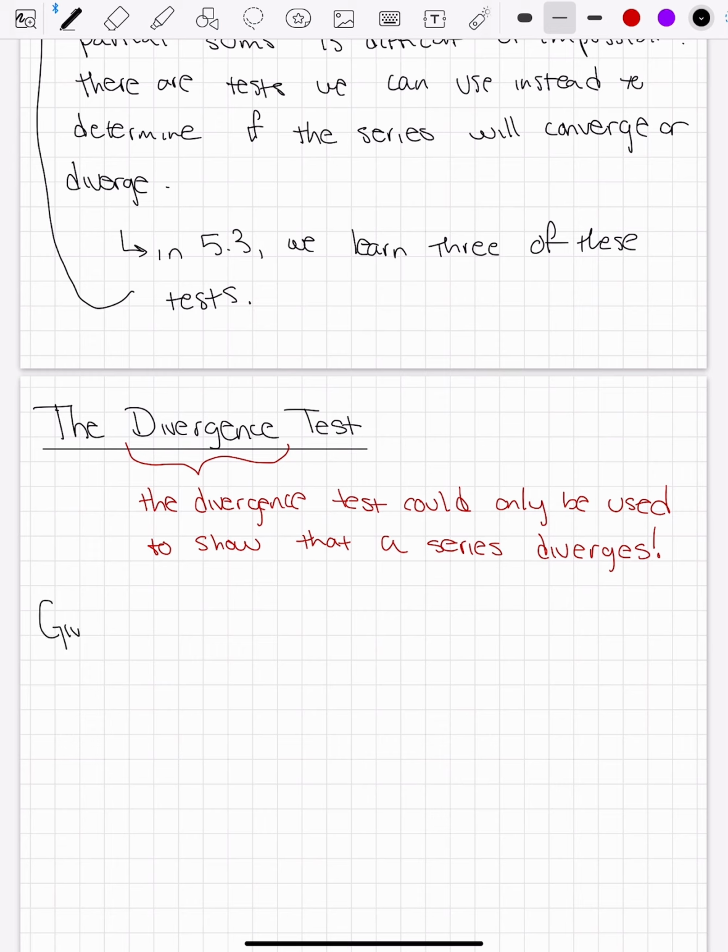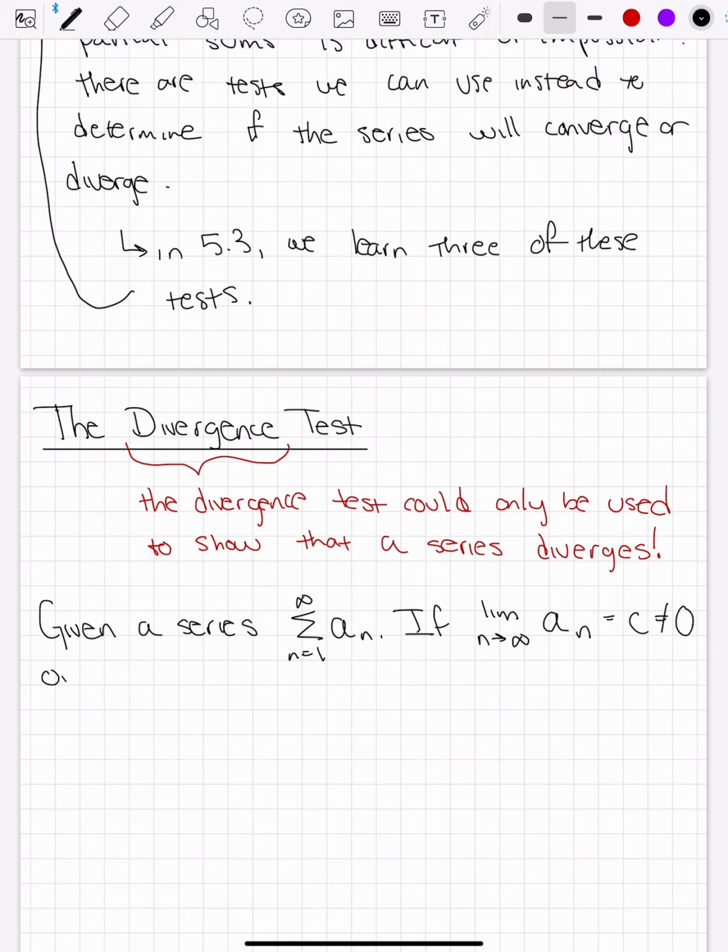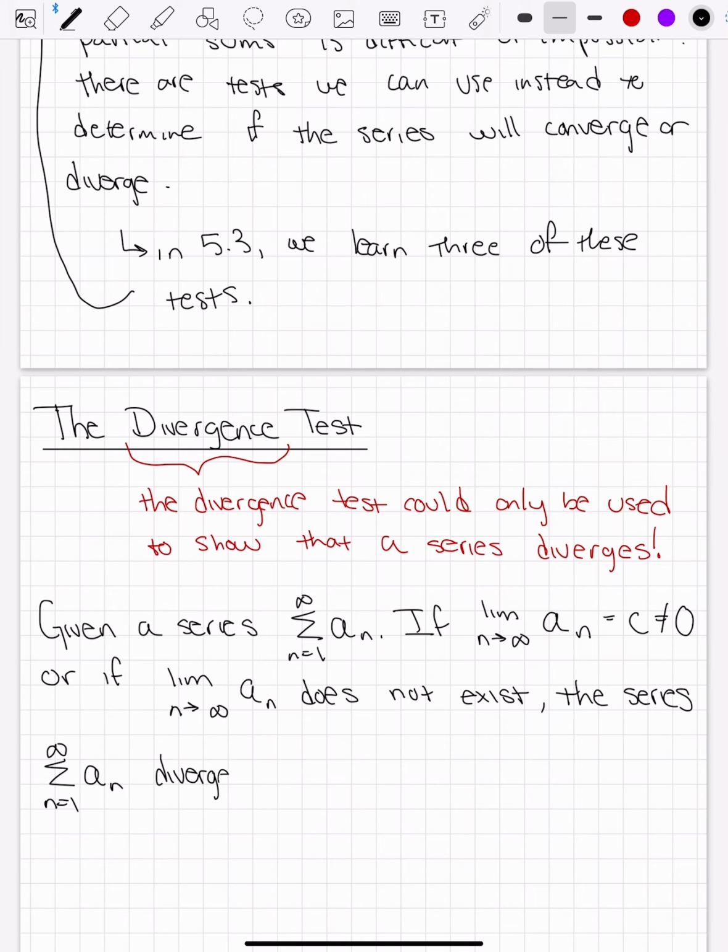So given a series, the sum from 1 to infinity of an, if the limit as n approaches infinity, so I'm going to take that formula out of my series and take the limit of it, and if that equals some constant that's not equal to 0, or if the limit as n approaches infinity of an does not exist, right, so that means that the function is oscillating or something like that, then the series, the sum from 1 to infinity of an, diverges.